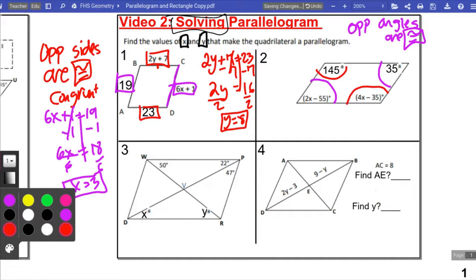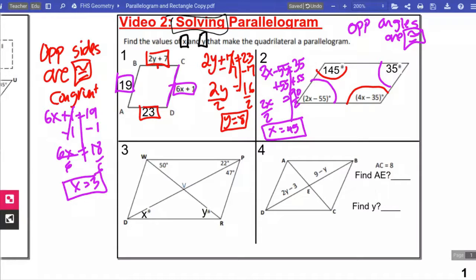So let's do our work. The 2x minus 55 equals 35. So you will have to add 55 on both sides. What is 35 plus 55? Well, I get 90. When you divide by 2, you get x equals 45. All right, I have my x. Good. X equals 45. We're pretty much done here.